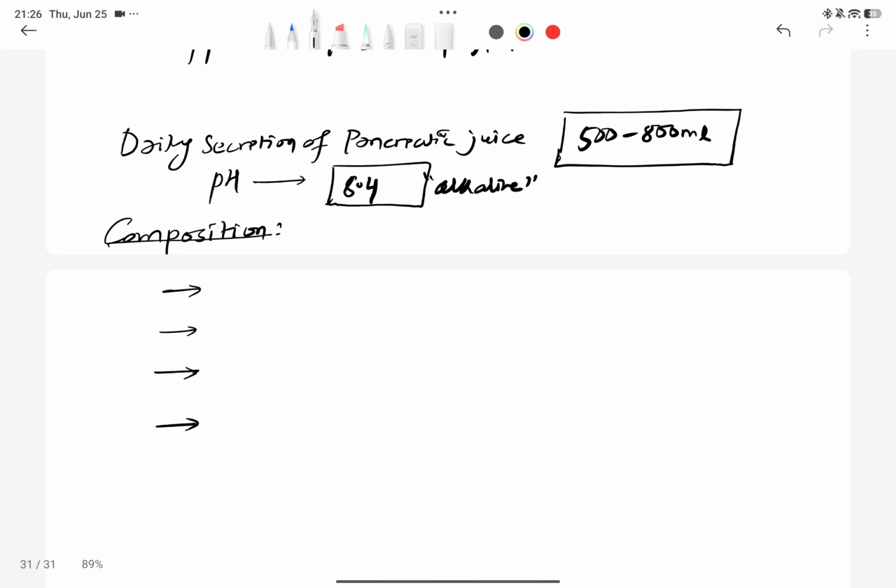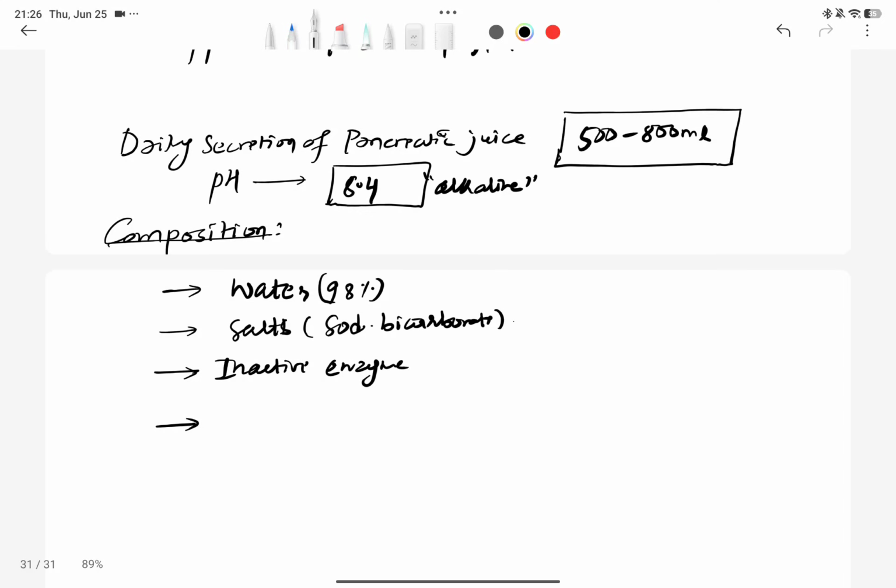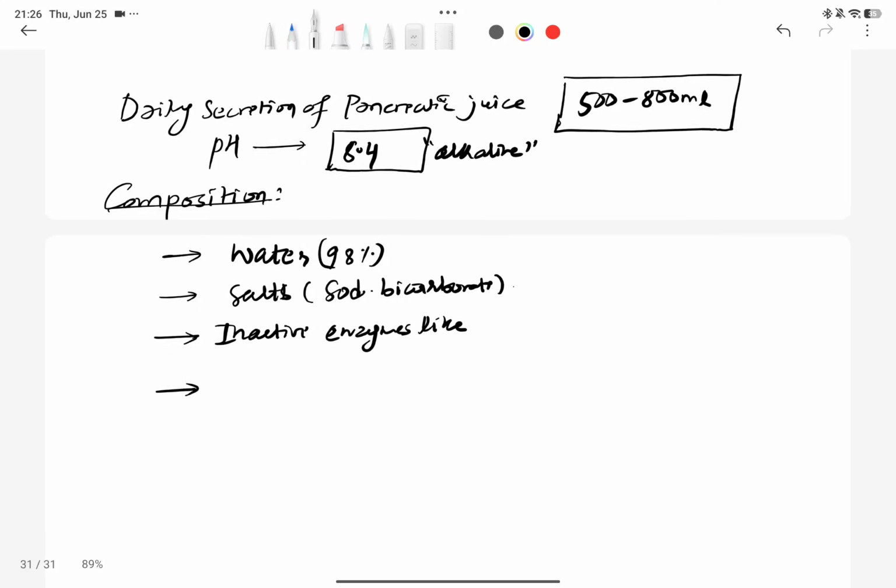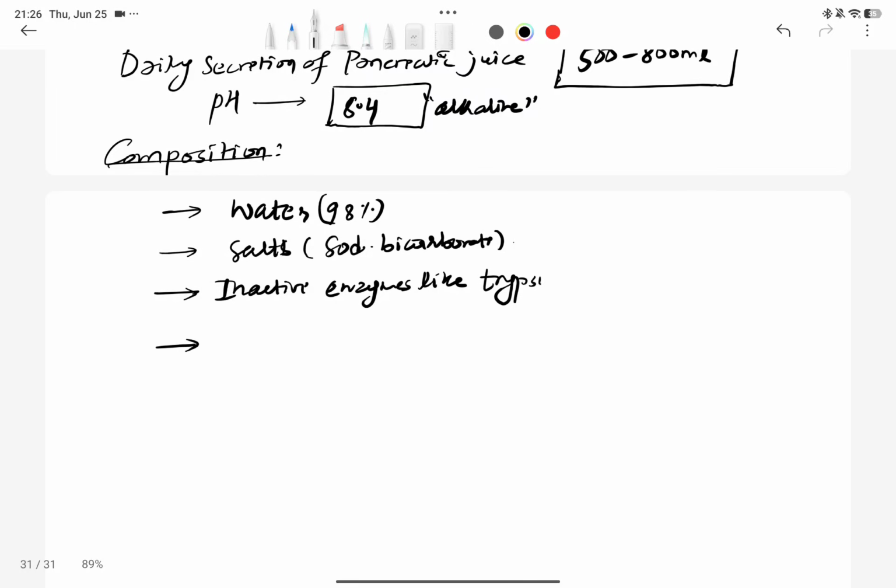Now the composition: pancreatic juice has mostly water, about 98%, and it has salts like sodium bicarbonate, and inactive enzymes like trypsinogen, chymotrypsinogen, and procarboxypeptidase, and there is DNase also.